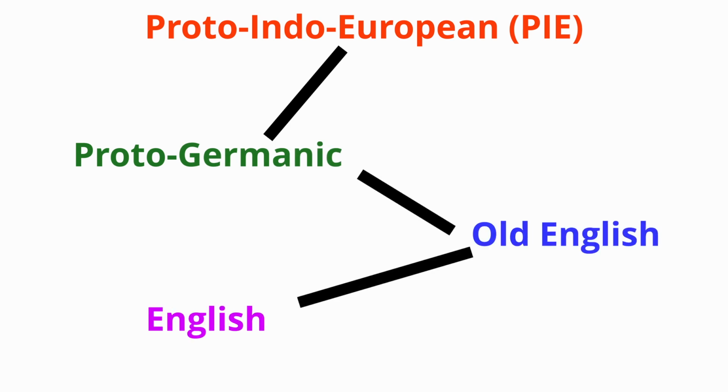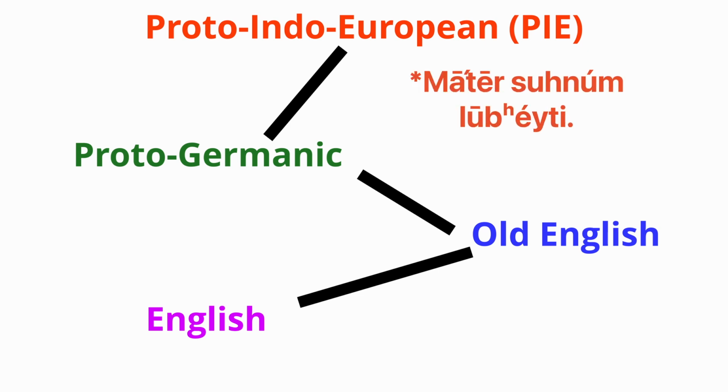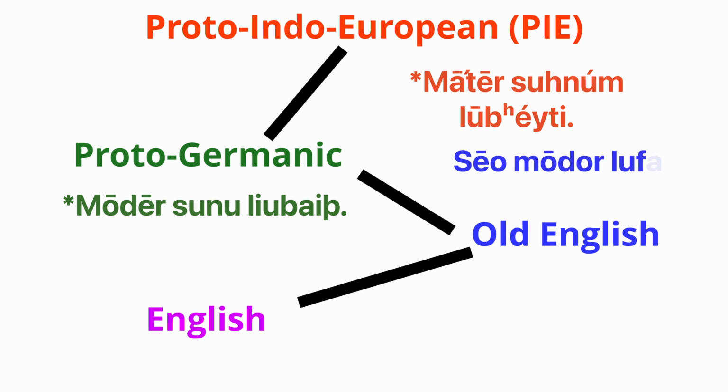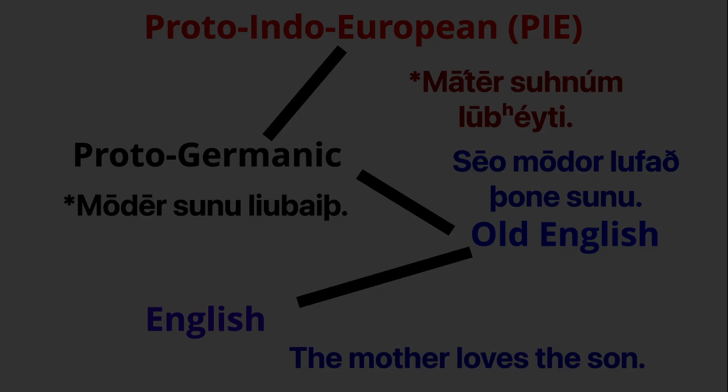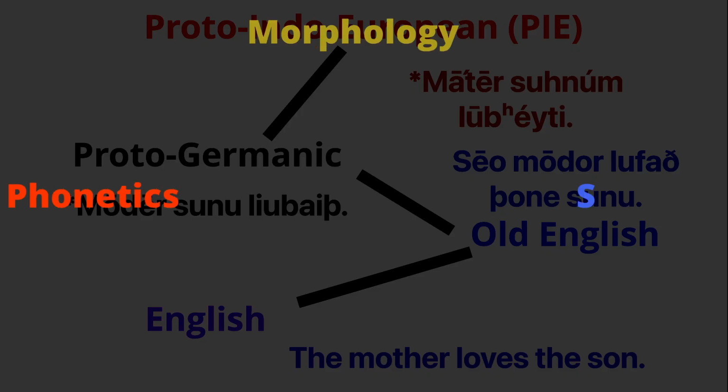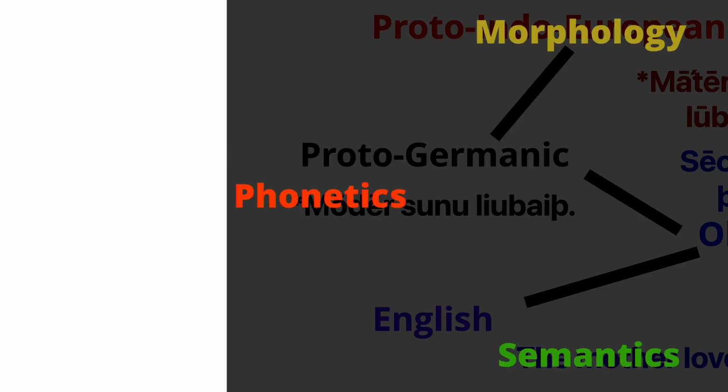Let's look at the same sentence in these stages. Mater sunum lubeiti. Moder sunu lubait. Si moder lovat dona sunu. The mother loves his son. There are 4 ways this sentence has changed: phonetics, morphology, syntax, and semantics.